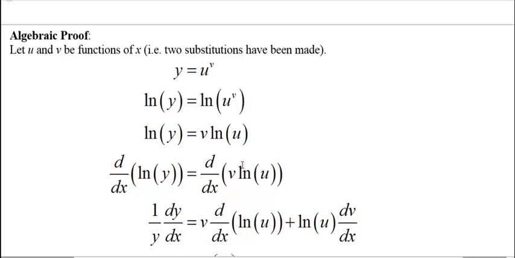On the right side, we have basically a product is the last thing we have here. So we're going to use the product rule. That's the first, v, times the derivative of the second, the derivative of log u, plus the second, log of u, times the derivative of the first, dv over dx. First times derivative of the second, plus the second times derivative of the first, that is the product rule.